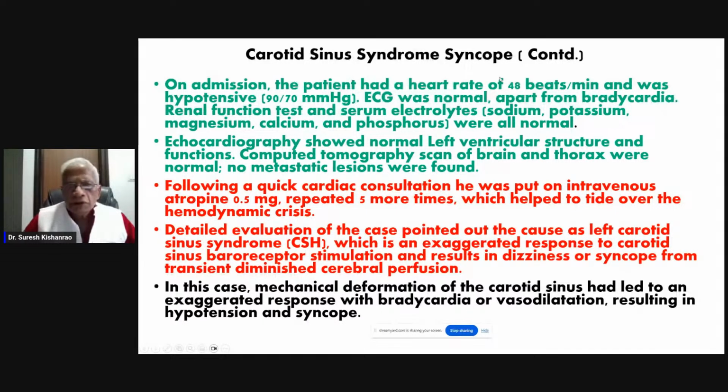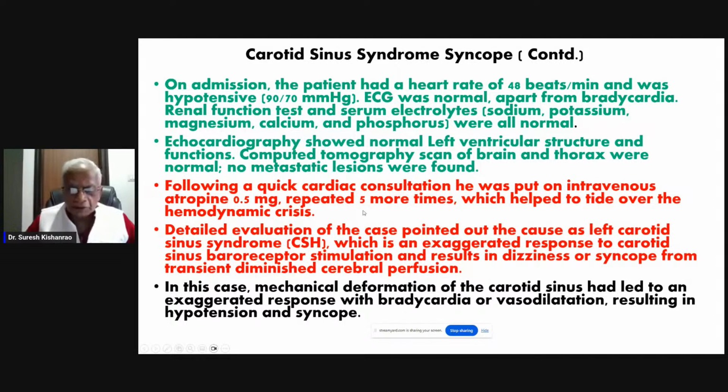The heart rate was 48 per minute and blood pressure was 90 by 70. ECG was normal. Echocardiogram also showed normal left ventricular structure and function, and computed tomography scans of the brain and thorax were normal. No metastatic lesions were found.